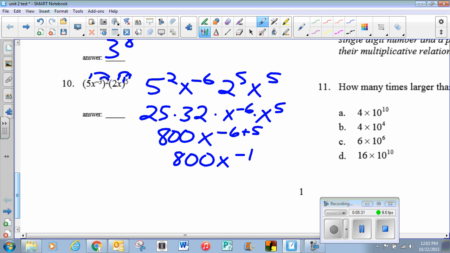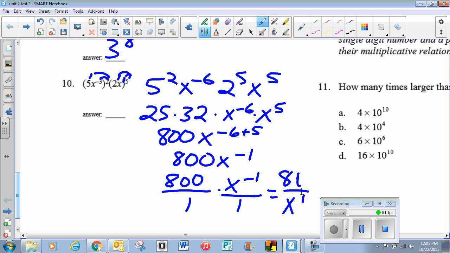Okay? And then to make a negative exponent positive, I put it under 1. I want you to think of this, and we've talked about this, as this times this. Right? Therefore, when I put the negative x in the denominator and make it positive, the 800 is still in the numerator. And that's the answer.